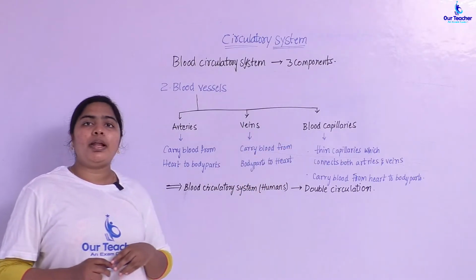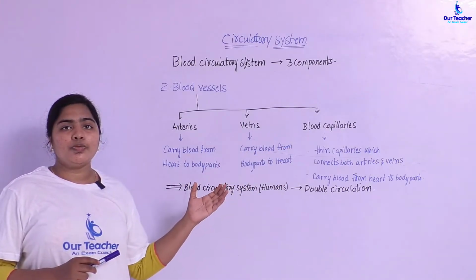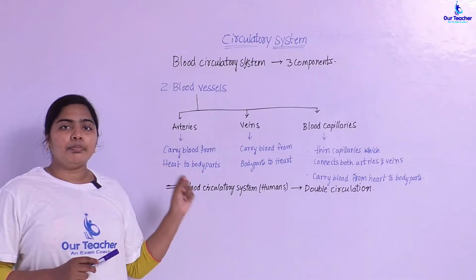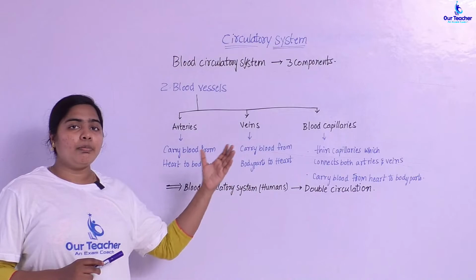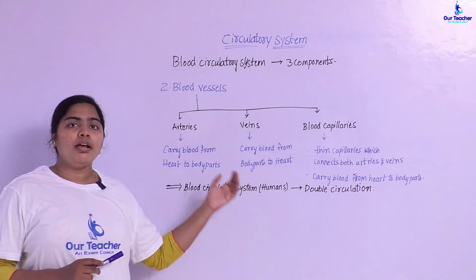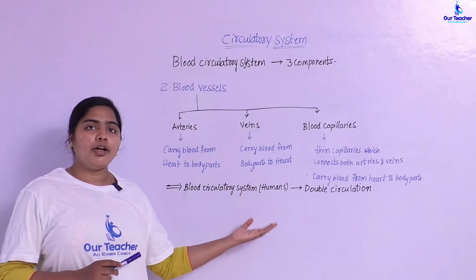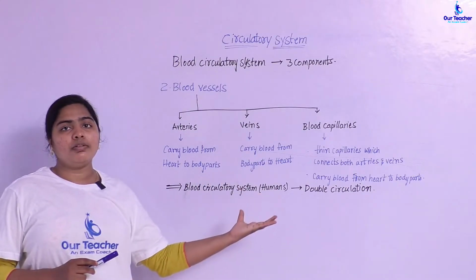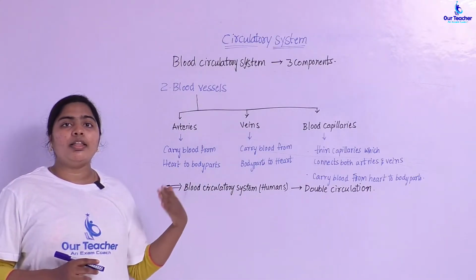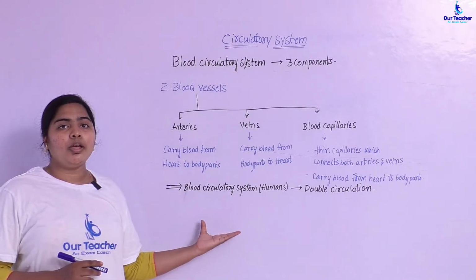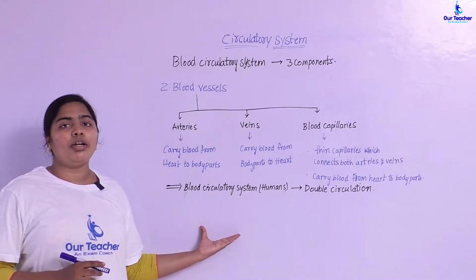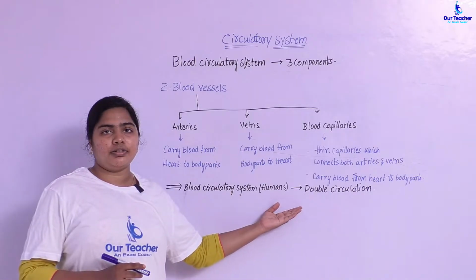And when we observe blood capillaries, the third one, it is usually a connecting link. They are thin capillaries which connect both arteries and veins. When we observe these three, through the heart the blood flow enters and leaves two times. So in the human blood circulatory system, we call it double circulation.